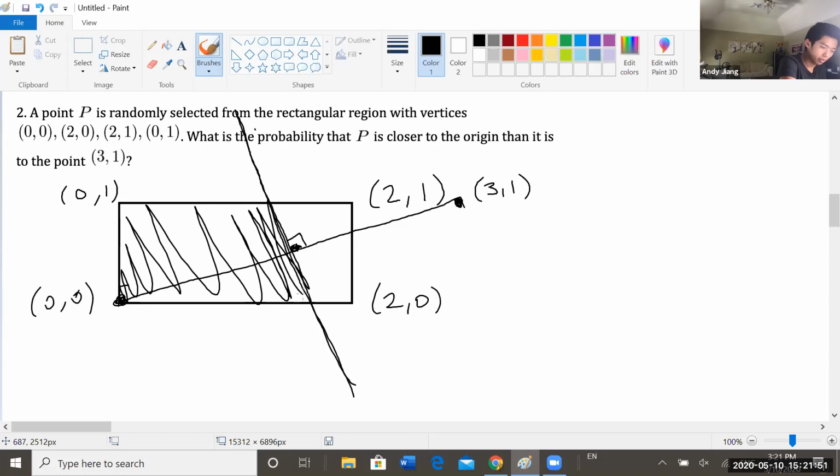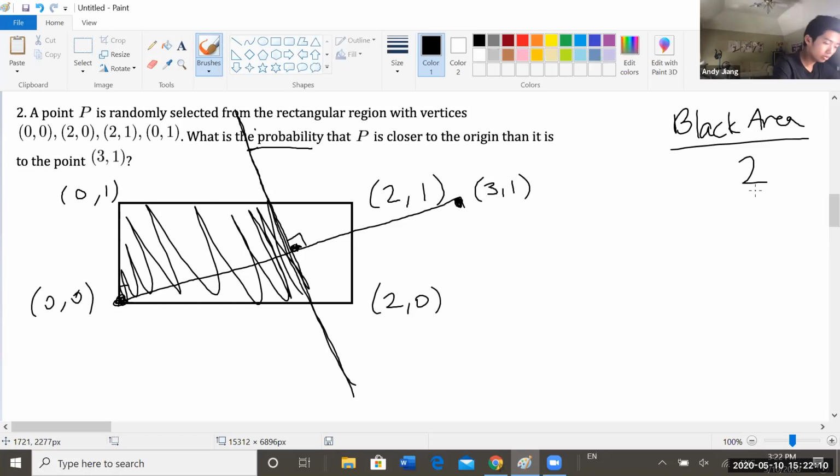And now we're looking for probability, which means that we're trying to find the black area over the total area of the rectangle, which is 1 times 2, or 2. So how do we find the black area?